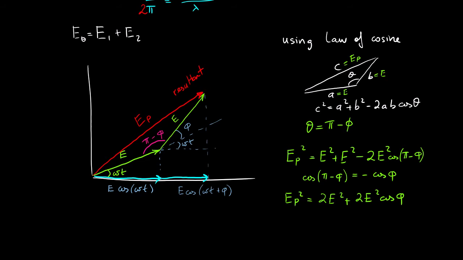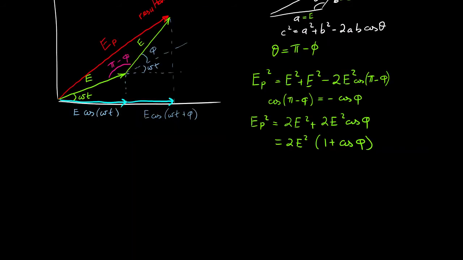Now if I factor the 2E squared out, I will have 1 plus cosine phi. And from the trig identities, I know that 1 plus cosine phi is 2 cosine squared of phi over 2. And let's not forget our 2E squared here. That makes it equal 4E squared cosine squared of (phi over 2), in parentheses.